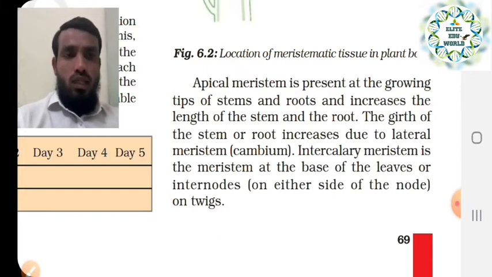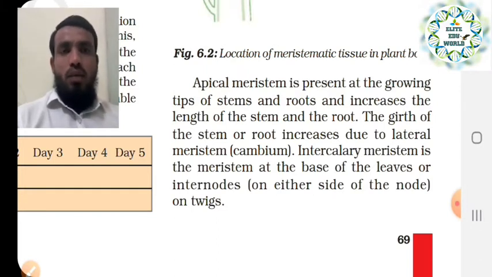And the last one, intercalary meristem, is the meristem at the base of the leaves and internodes, where new branches are starting. On either side of the nodes on twigs, where new leaves and new branches are growing, that is called internodes. That is why intercalary meristem is present at the nodes of the stem of the plant. So these are on the basis of the location of meristem. Basically they are of 3 types.